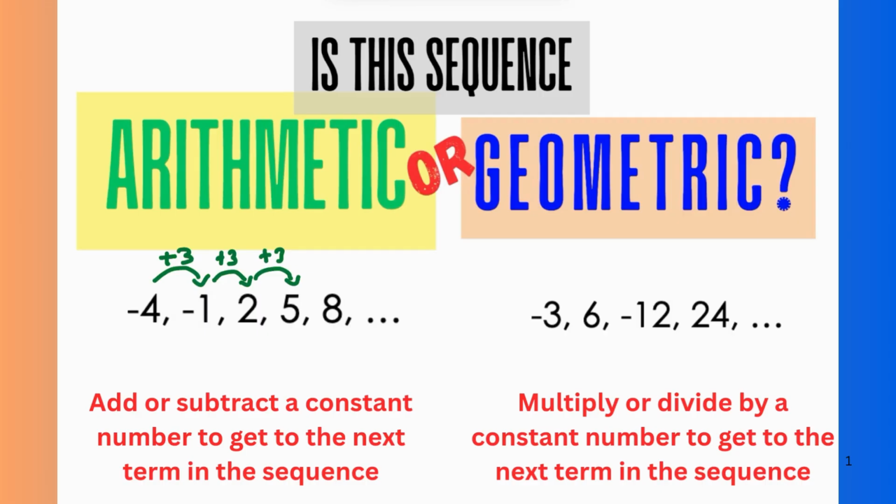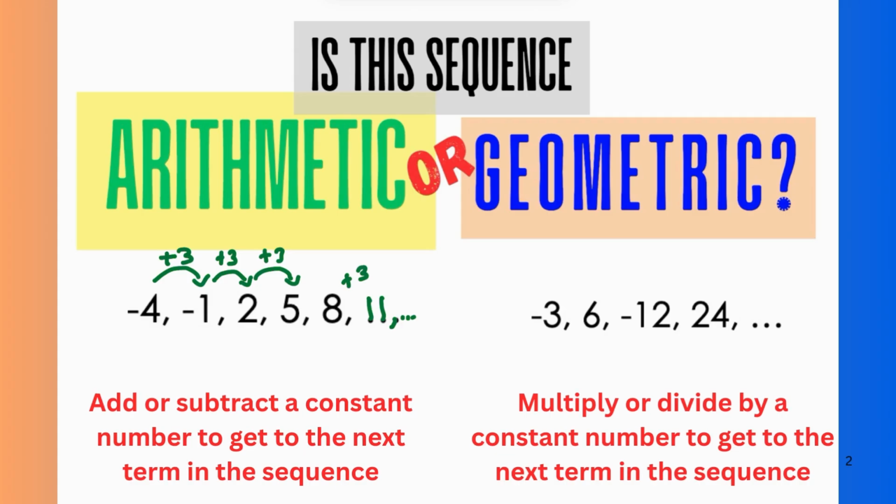Now, that number that I keep adding each time, we call that number the common difference. And the common difference is useful because it can help me get more numbers that are in this sequence. So if I wanted to know what was after 8, all I would do is add that common difference and find out that 11 is the next number in this sequence.